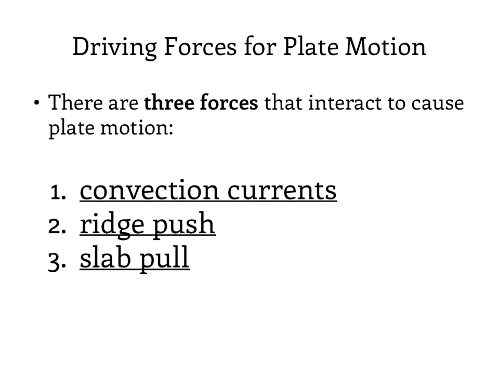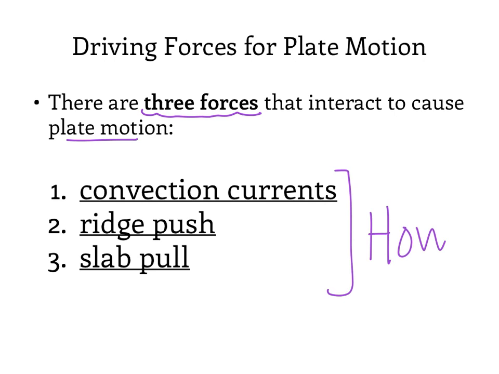So to start out, let's make sure we list out what those three forces are that make plate motion. And again, like we said, this is really the how of plate tectonics that Wegener could not explain. Okay, this is how the plates are actually moving. We see all the evidence, but we want to make sure we know how plates are moving. So we'll talk about convection currents happening inside the Earth, and then these two are forces that occur because of that convection current.